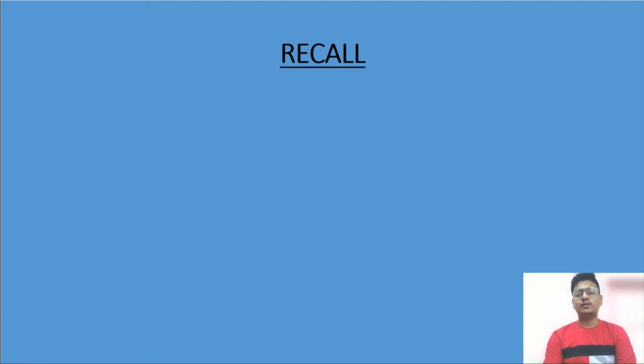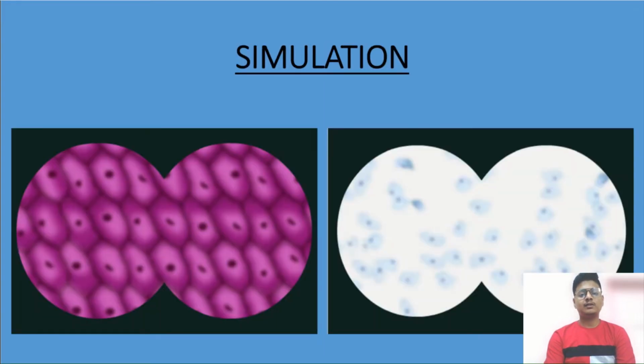Then we did a simulation in which we discussed cork cells, which are dead plant cells, and the onion cells and cheek cells. Then we discussed unicellular and multicellular organisms. Okay, what are those? Now let's talk about a very new thing.